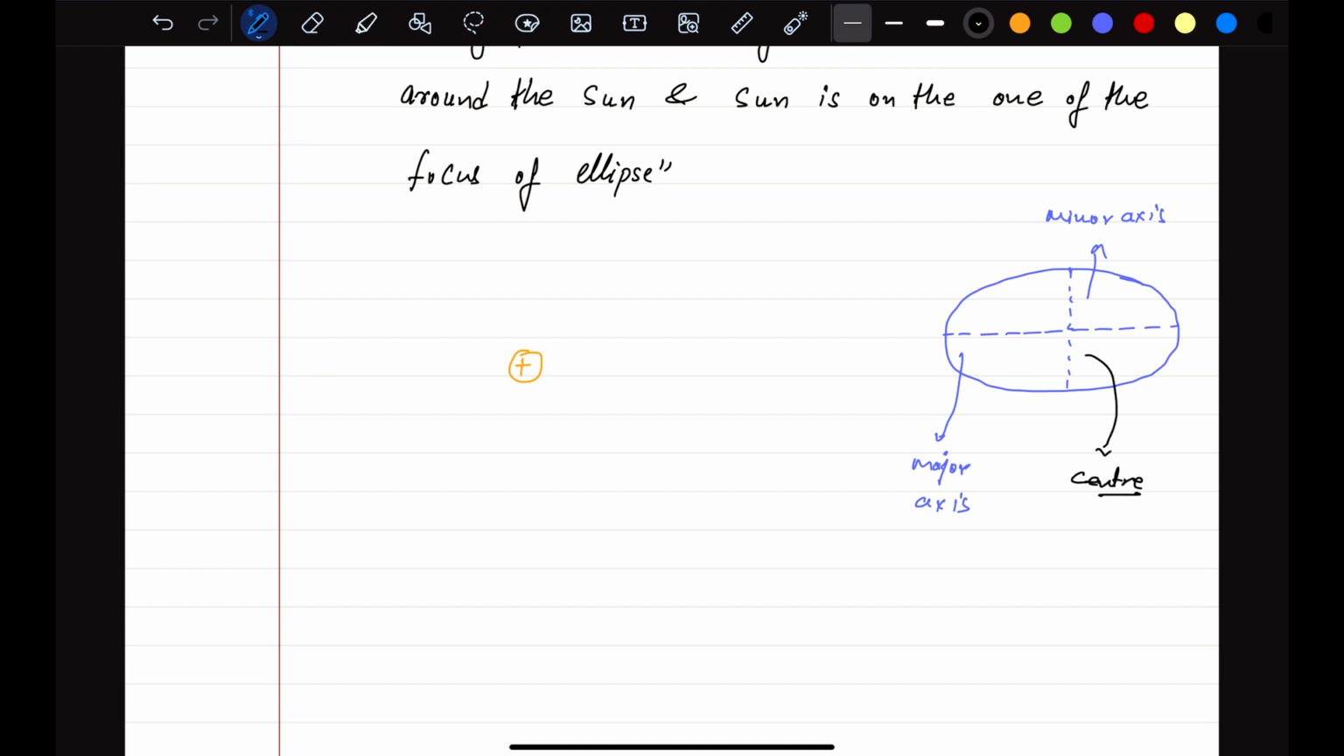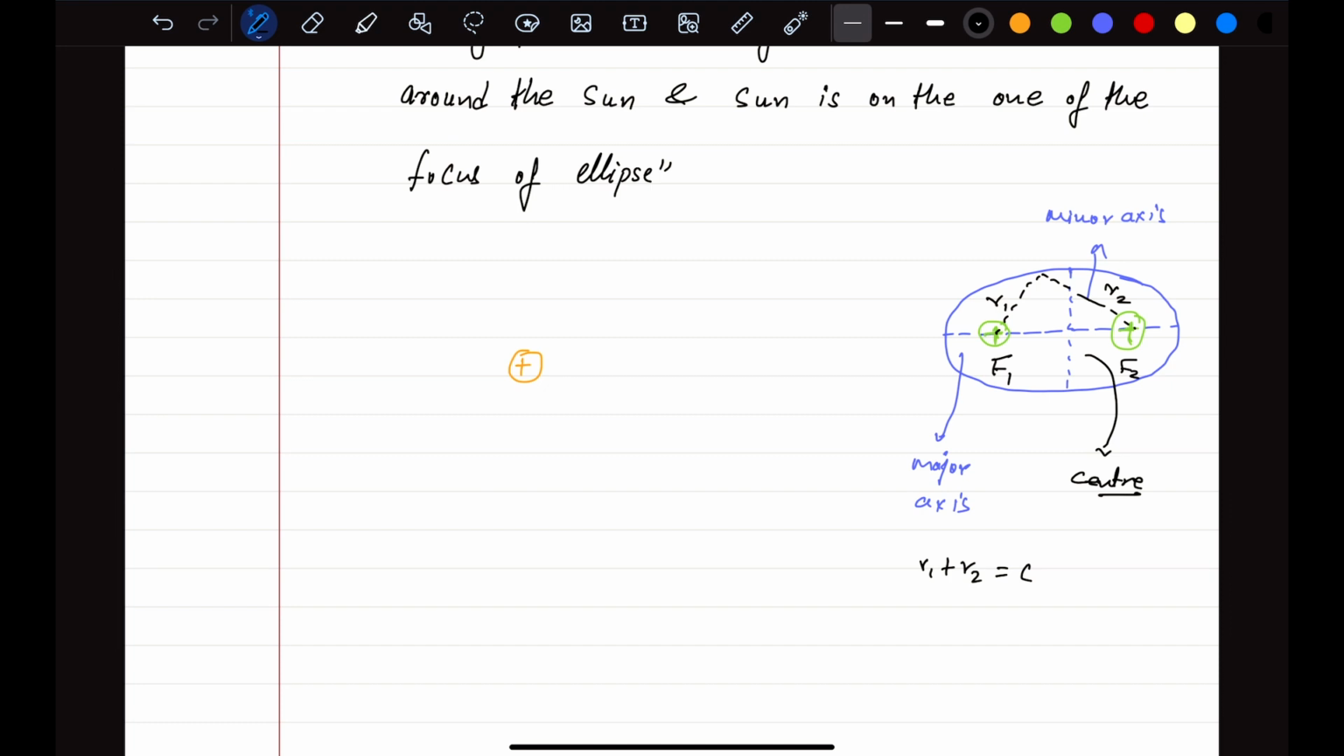When we want to form an ellipse, we take two particular points, connect a string to these two points, place an object in it, and then rotate it. This is how we form an ellipse. For these two fixed points, the sum of the distances from them is always a constant, r1 plus r2. Let's say this is r1, this is r2. Then r1 plus r2 is always a constant for an ellipse. These two points are called the foci. This is the first focus, let's call it f1. This is the second focus, f2.